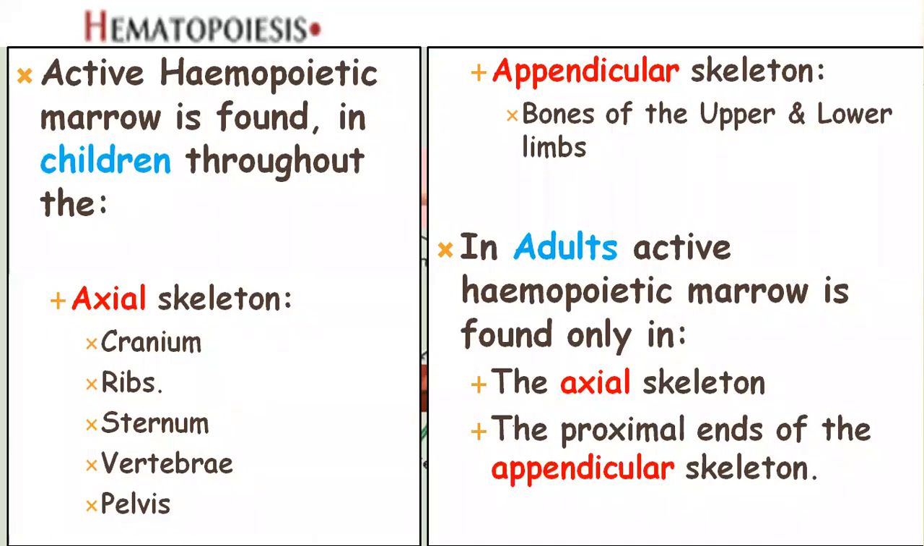So this question does come in MCQs. I would ask you whether the distal part of the humerus or the distal part of the femur is involved in production of blood cells in an adult. You should be able to tell that it's only the proximal part and not the distal part. So always remember that. That question normally comes in MCQs.